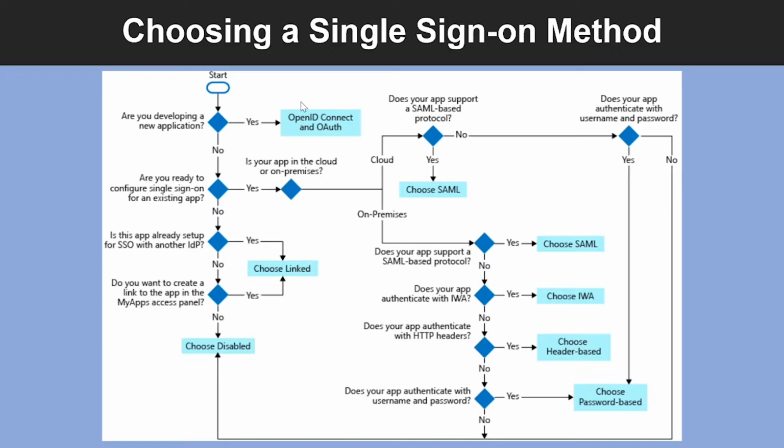So, when to use OpenID Connect and OAuth? You can use OpenID Connect and OAuth when developing a new application. This protocol simplifies application configuration, has easy to use SDKs, and enables your application to use MS Graph. When to use SAML? You can choose SAML whenever possible for existing applications that do not use OpenID Connect or OAuth. SAML works for applications that authenticate using one of the SAML protocols.